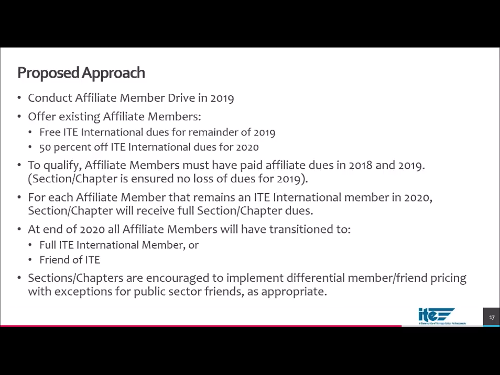So we have formulated this proposed approach. We're working with some of the district and section leadership to perfect this. There are certain areas of ITE that have a lot of affiliate members, and some sections and chapters out there who have none. So this doesn't necessarily impact everybody, but roughly half of the sections out there have some form of affiliate member. And so we'll be considering this proposal going forward to our August board meeting. If you have feedback and input, please let us know. Send us an email or reach out to your international director with feedback on this plan.